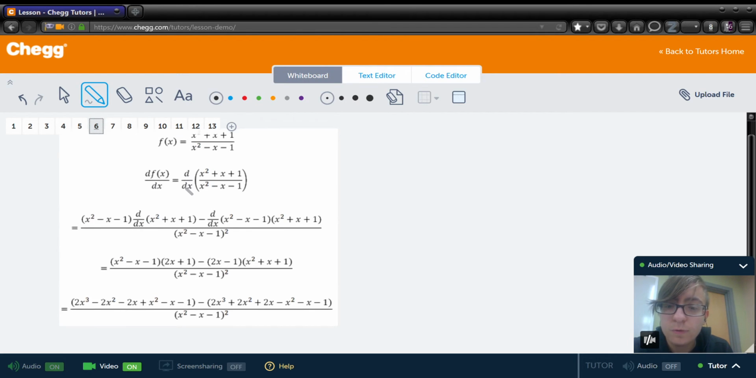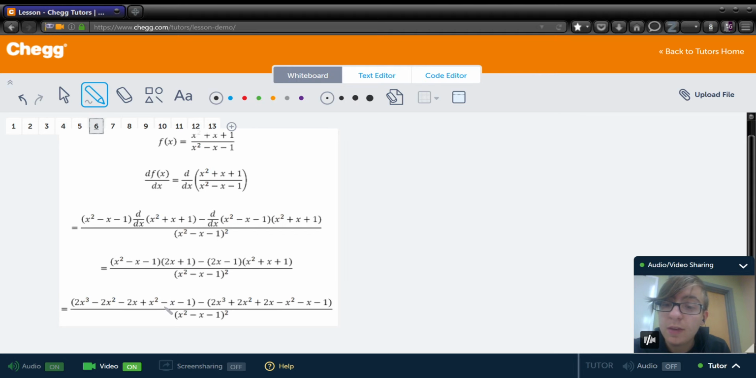So now that you've tried the FOIL method, I'll explain where I got all of these numbers here. So 2x to the third is by multiplying x squared by 2x. Negative 2x squared was by multiplying 2x by negative x. Negative 2x is by multiplying 2x by negative 1. So we've multiplied all of these by 2x, so now we have to move on to the 1. So I got positive x squared by multiplying x squared with 1, negative x by multiplying negative x with 1, and negative 1 by multiplying negative 1 with positive 1.